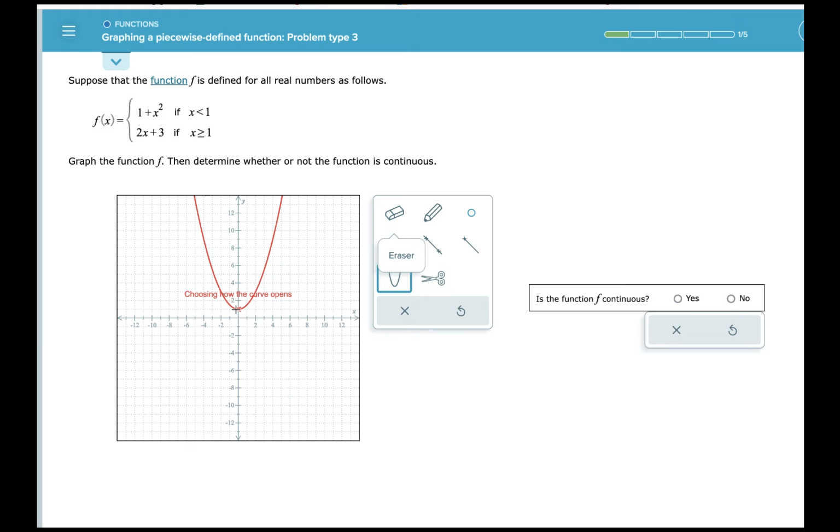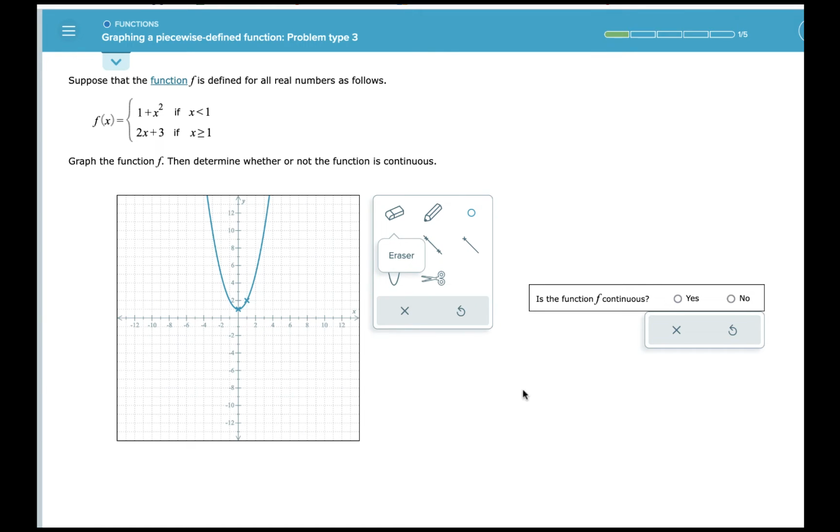And so next it's asking me to choose how the curve opens. Because I have a 1x squared and that's positive, it goes up, so I click. And I need another point, so I can pick any other x value besides 0. I'll go ahead and plug 1 in. So 1 plus 1 squared is 2, so I have an x value of 1 and a y value of 2. So I now have the parabola y equals 1 plus x squared.